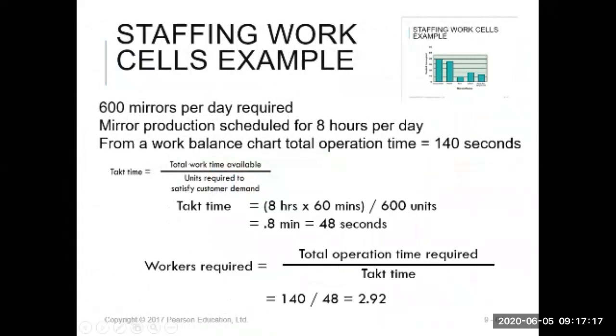60 minutes, divided by 600 units. So 0.8 minutes means 48 seconds. We have to convert to seconds. So the takt time is 48 seconds.